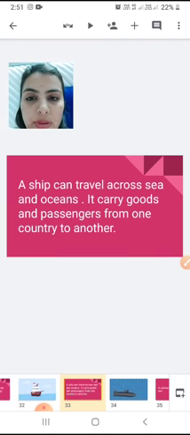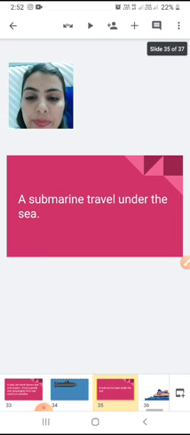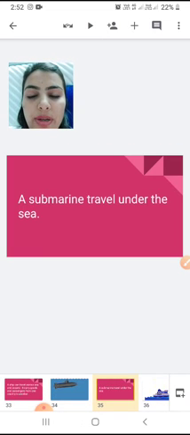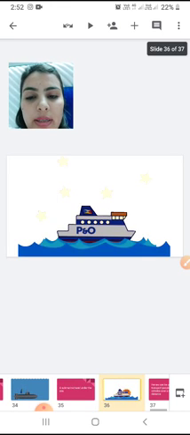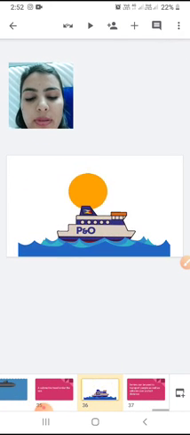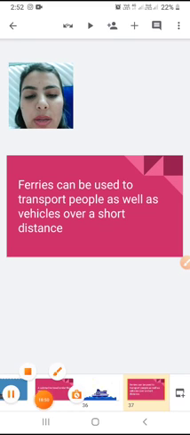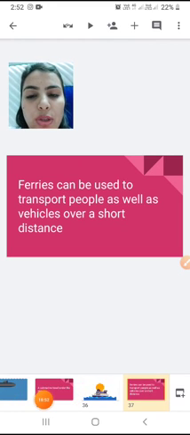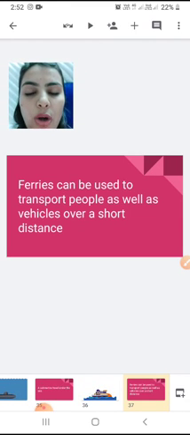Now see the next, submarine. A submarine travels under the sea. Next is the ferry. Ferries can be used to transport people as well as vehicles over a short distance.